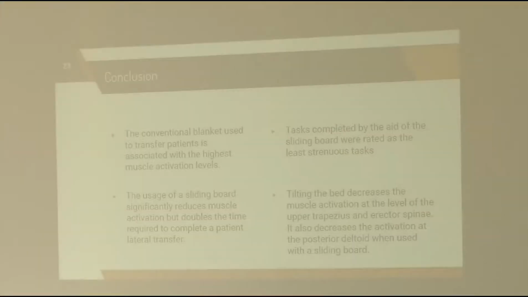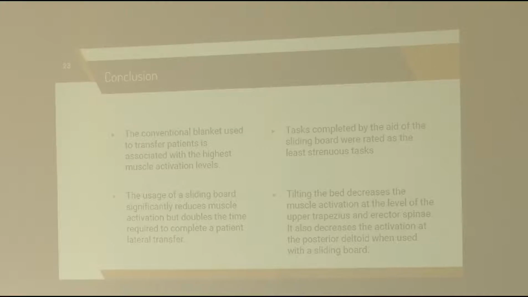In conclusion, we could say that the most commonly used draw sheet or blanket is the poorest at the level of aiding and assisting nurses. Experimental tasks that were associated with the usage of sliding boards were rated as the least demanding tasks at the level of perceived exertion and at the level of electromyography data and percentage of maximum voluntary contraction.